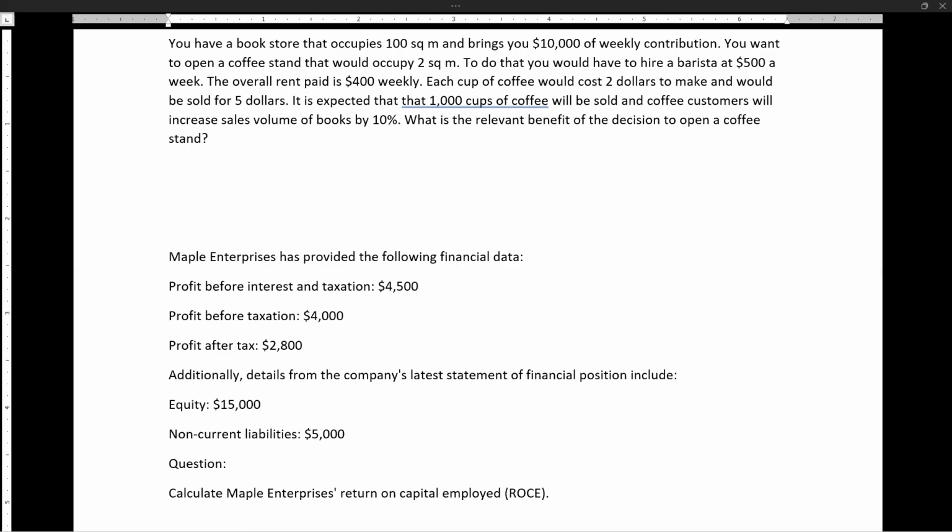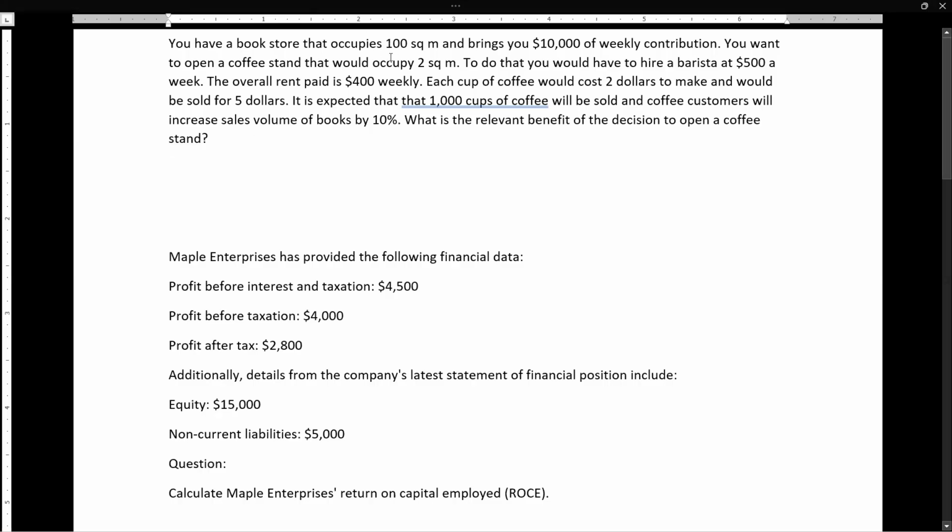Now let's practice our project appraisal skills. And we start with the understanding of relevant cash benefits and relevant costs. So, relevant means those that change because of the decision that has been taken.